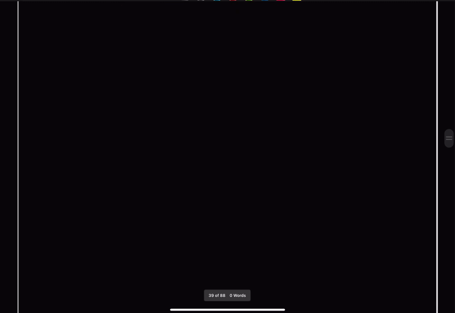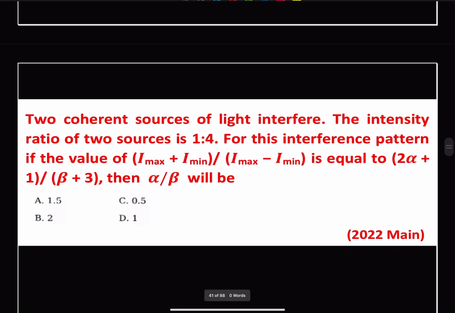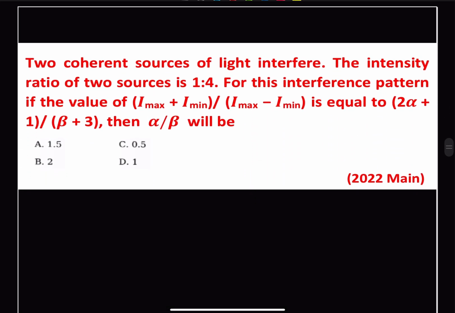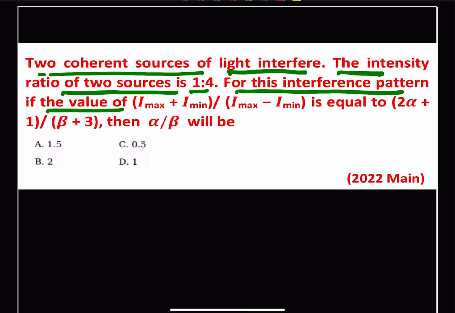Next question. And it states that two coherent sources of light interfere. The intensity ratio of two sources is 1:4. For this interference pattern, if the value of I max plus I min divided by I max minus I min is equal to 2 alpha plus 1 divided by beta plus 3, then alpha upon beta will be. So we are given two sources and the ratio is 1:4.